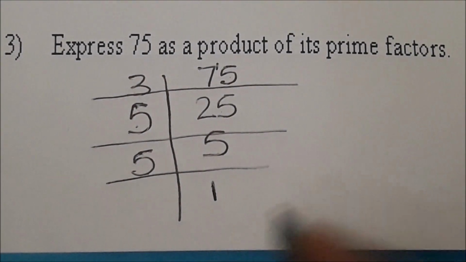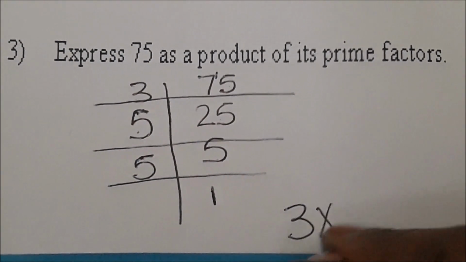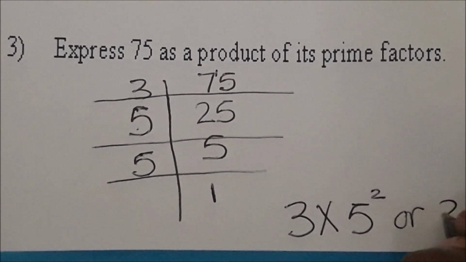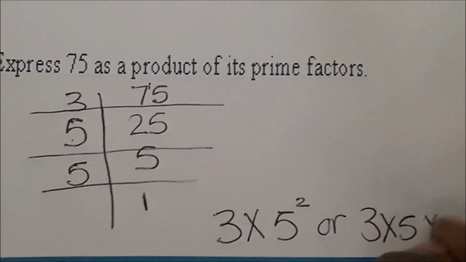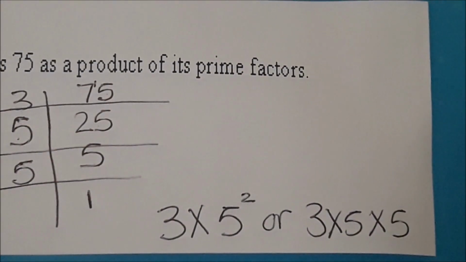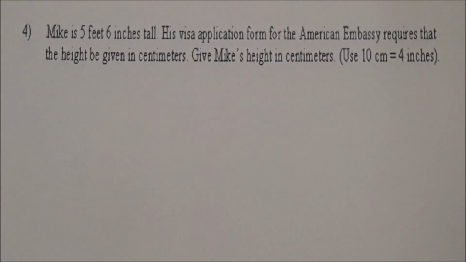So my prime factors would be 3 times 5 squared, or you can write it as 3 times 5 times 5. Excellent. Okay, so notice the prime factors would be 3 and 5, so it's 3 times 5 squared, or 3 times 5 times 5. Multiply them back and you get 75. Okay, number 4, go ahead, Precious.